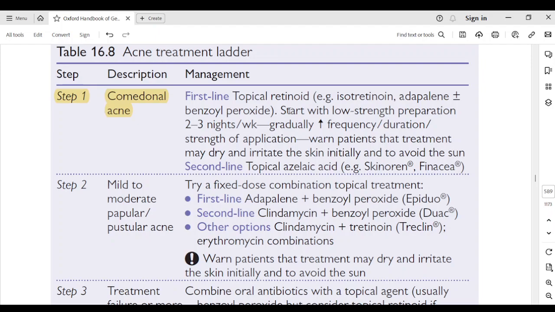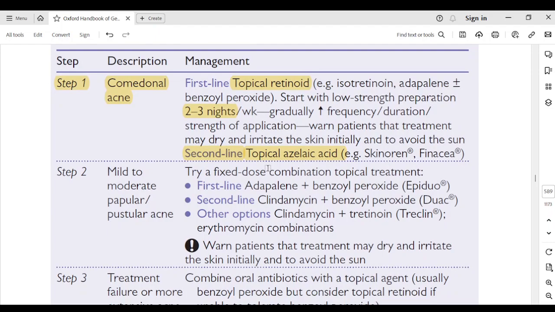Start with a low strength preparation 2 to 3 nights per week. Gradually increase the frequency, the duration and the strength of the preparation. Warn the patients that the treatment may dry and irritate the skin initially, and to avoid sun exposure. Second line treatment is topical azelaic acid, Skinoren or Finacea. So the first one is topical retinoid, isotretinoin, adapalene, or topical azelaic acid.